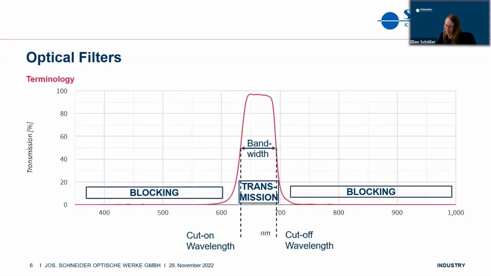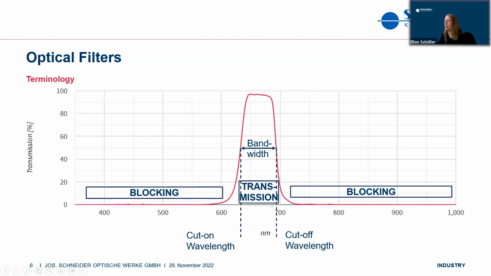And then, as I mentioned, a short look into keywords. So we see a typical transmission curve of a filter here. We have the wavelength at the bottom and the transmission in percentage on the left. And when the transmission is nearly zero, we talk about the blocking area. And when the transmission opens up over 90%, then we talk about the transmission area.